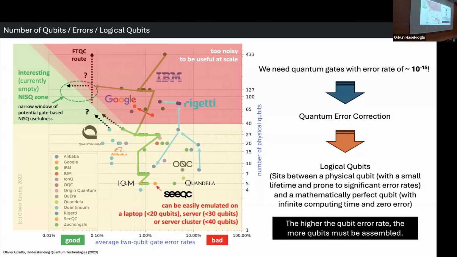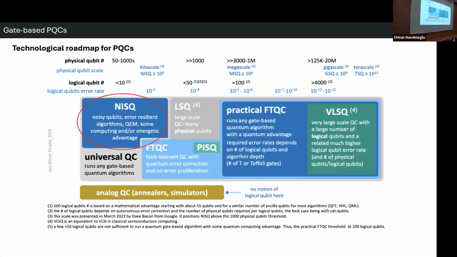We already see IBM, Google, and other technologies below the 99% gate fidelity rates. But if you increase the number of gates in your system, this number gets worse, and you need to improve. You need to add additional qubits to simulate this behavior of the system.